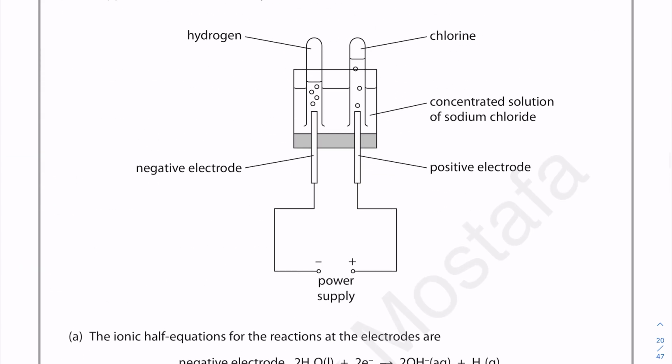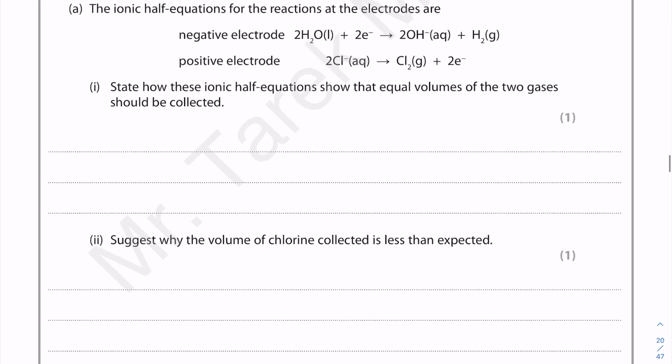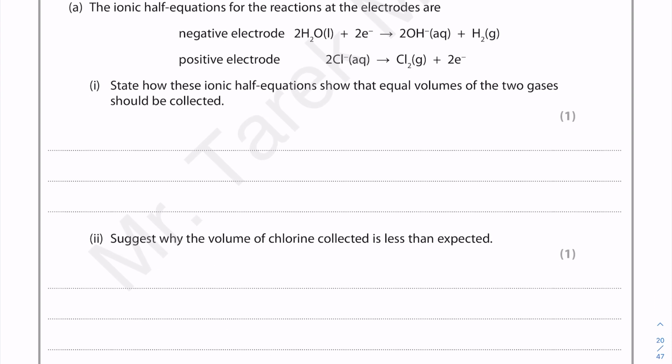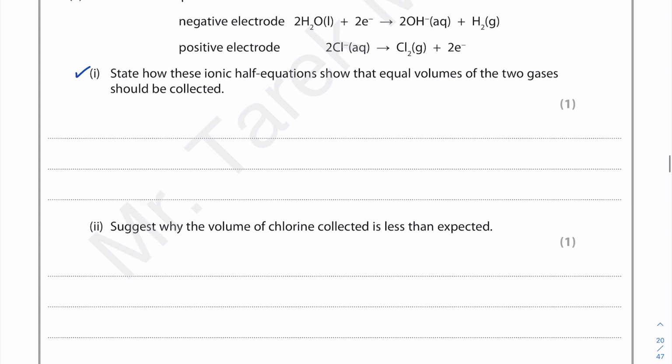Question 16. The apparatus is used to electrolyze a concentrated solution of sodium chloride. The ionic half equations for the reactions at the electrodes are: at the negative electrode, 2H2O + 2e- gives 2OH- + H2. At the positive electrode, 2Cl- gives Cl2 + 2e-. Question I. State how these ionic equations show that equal volumes of the two gases should be collected.